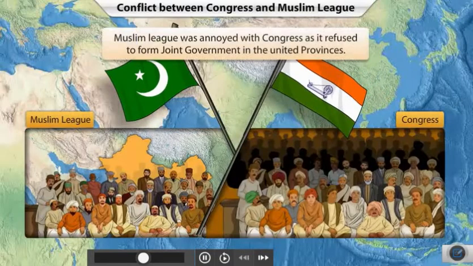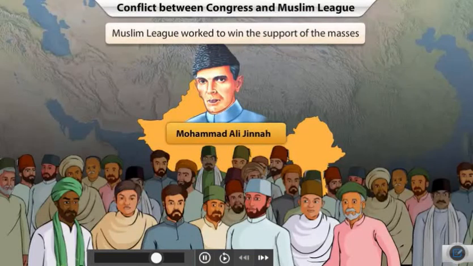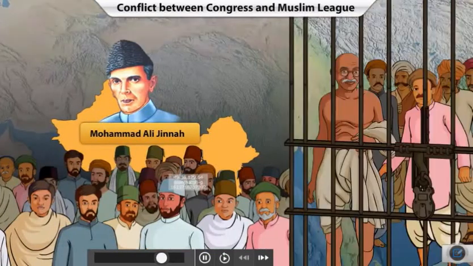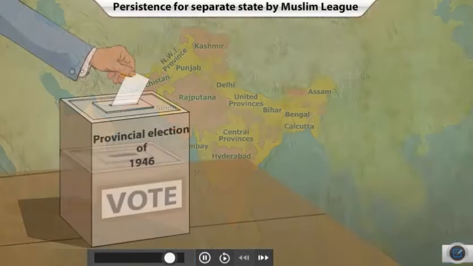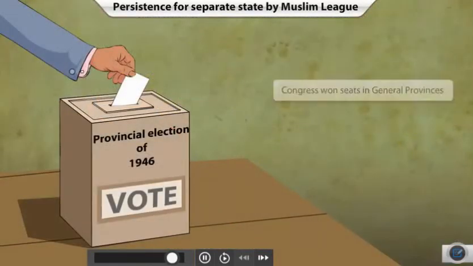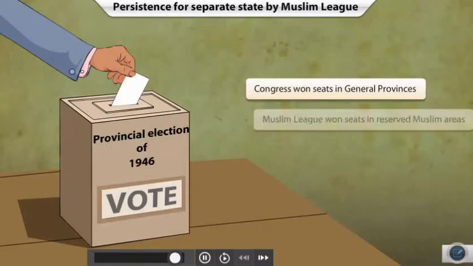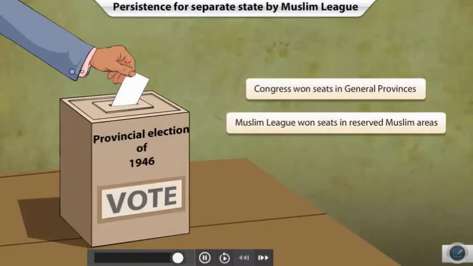The League was annoyed with the Congress because the latter refused to form a joint Congress League government in the United Provinces in 1937. Thus, the Muslim League tried to win over the Muslim masses in the early 1940s. During this time, most of the Indian Congress leaders were in jail. In the provincial election of 1946, the Congress did well in the general provinces, but the Muslim League did exceptionally well in the provinces where seats were reserved for Muslims. This made the League persist with the demand for a separate state.